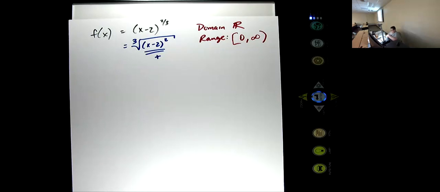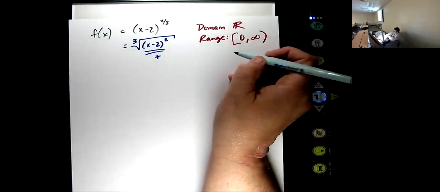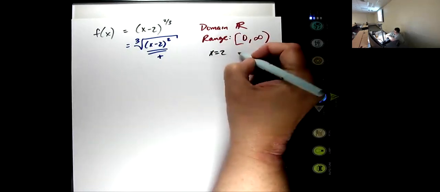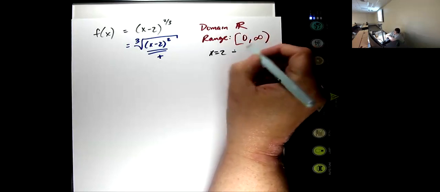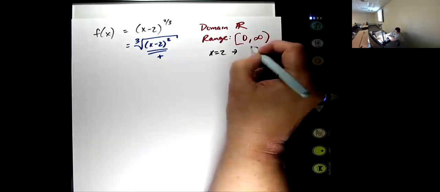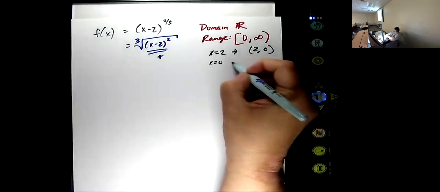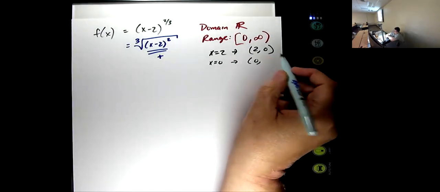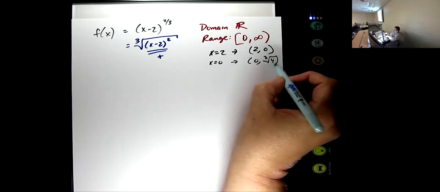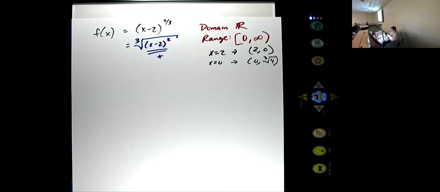Now we start looking at derivatives. Well, intercepts first. We just said x equals 2 causes y to equal 0. So we have (2, 0) as an intercept. And when x equals 0, what is y? The cube root of 4? That's not fun. That's not fun at all.